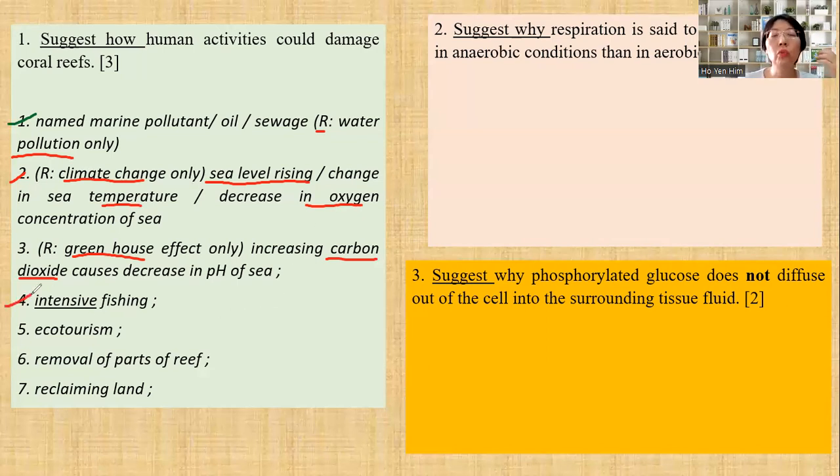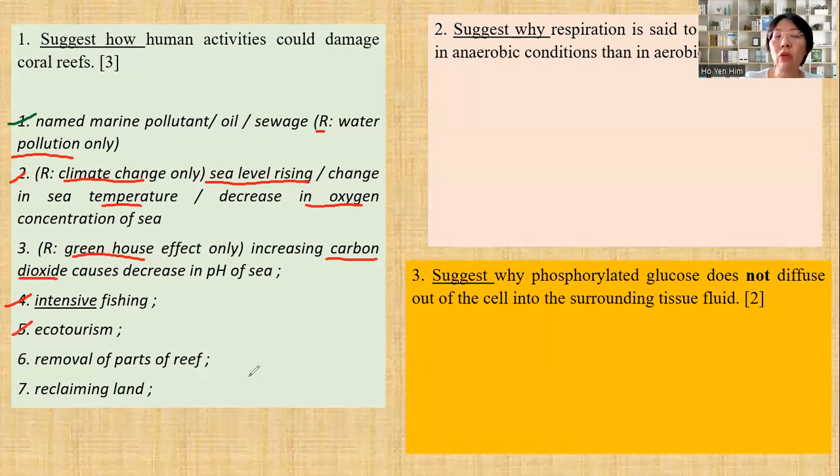Intensive fishing also will kill them. It all depends on how they fish. If they use a trawling method where the net crawls on the seabed, then all this coral will be killed. And if they use bombs to fish, it also depends.